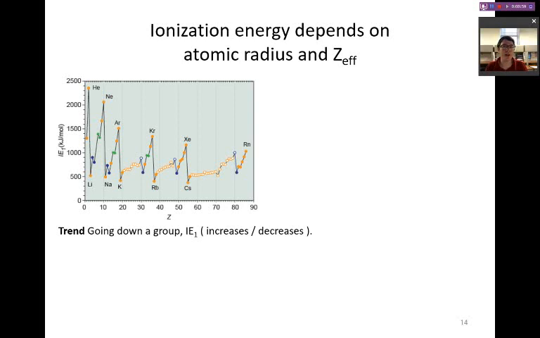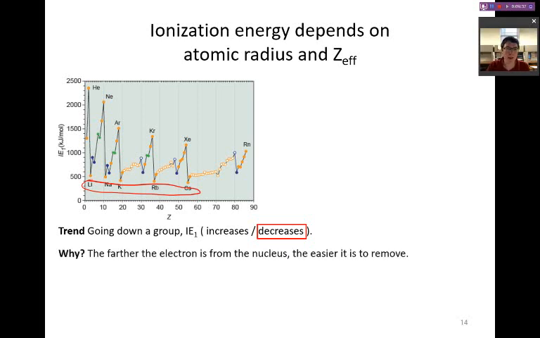So, how does ionization energy depend on the periodic table? What properties do we see? This is a plot of ionization energy as a function of the number of protons. And as we go down a group, what do we see? Remember, going down a group is the same thing as a family, so we're looking at elements in the same family here. We see that as we go down a group, the ionization energy decreases. Now, why might that be?